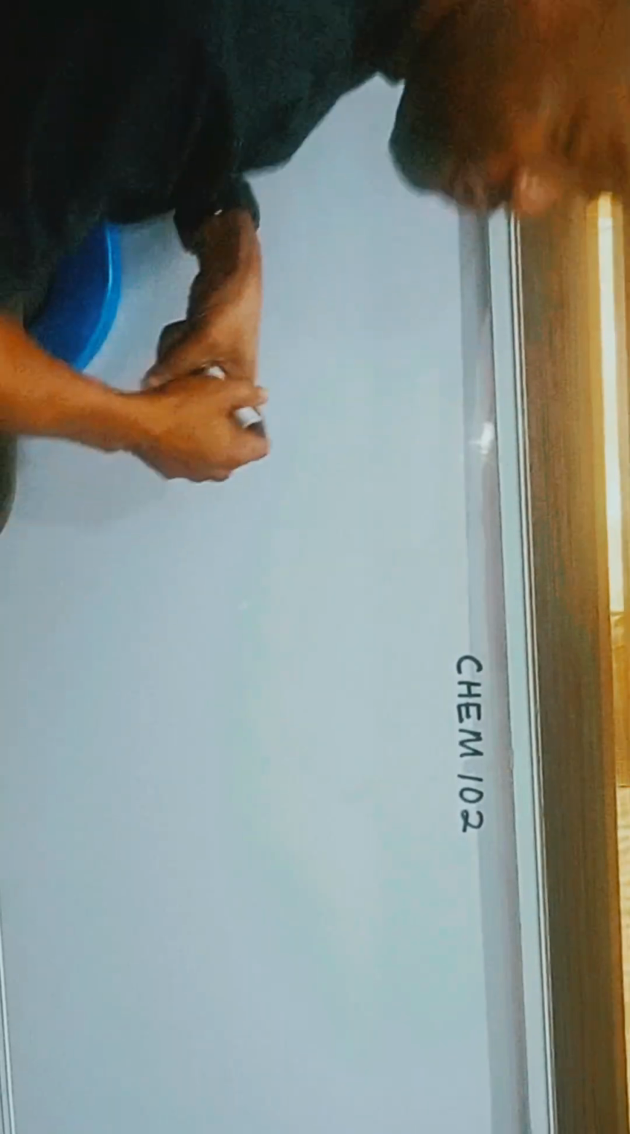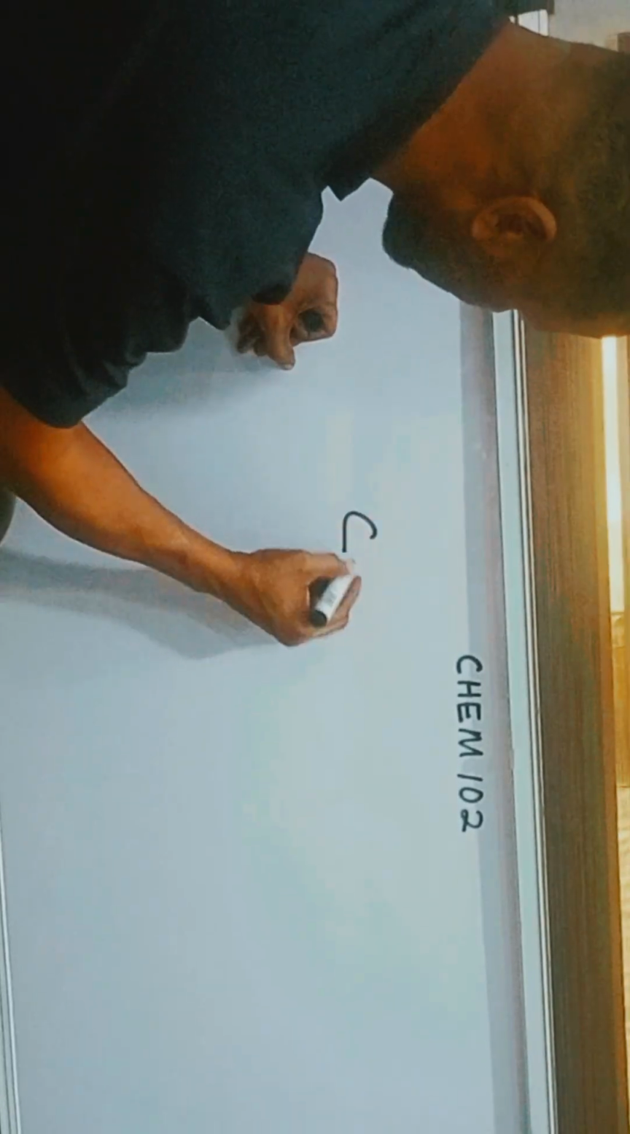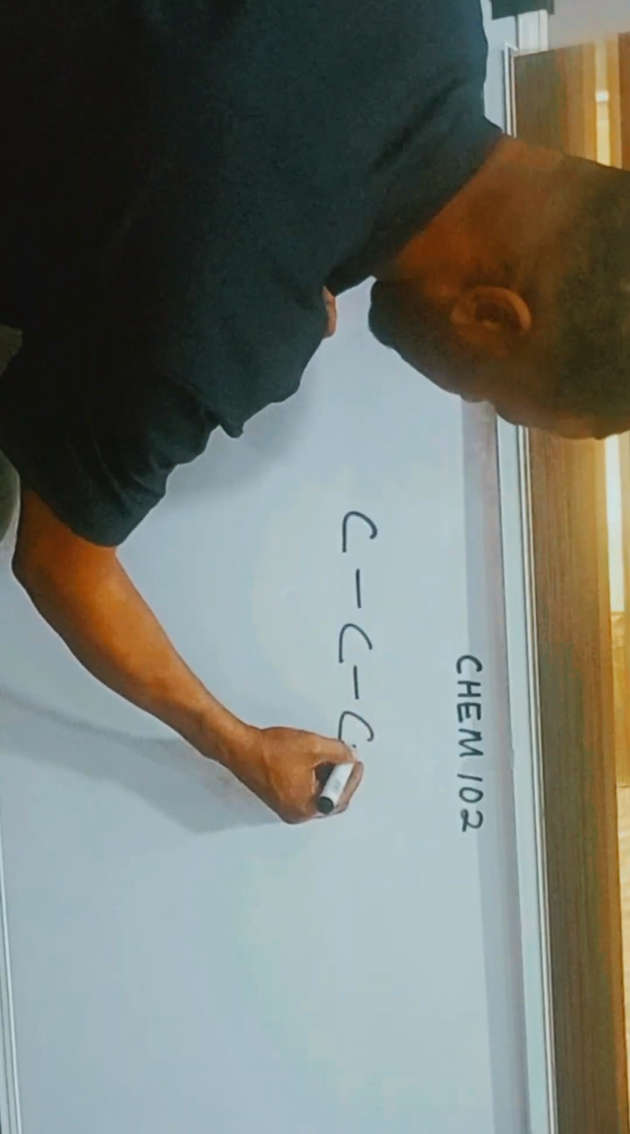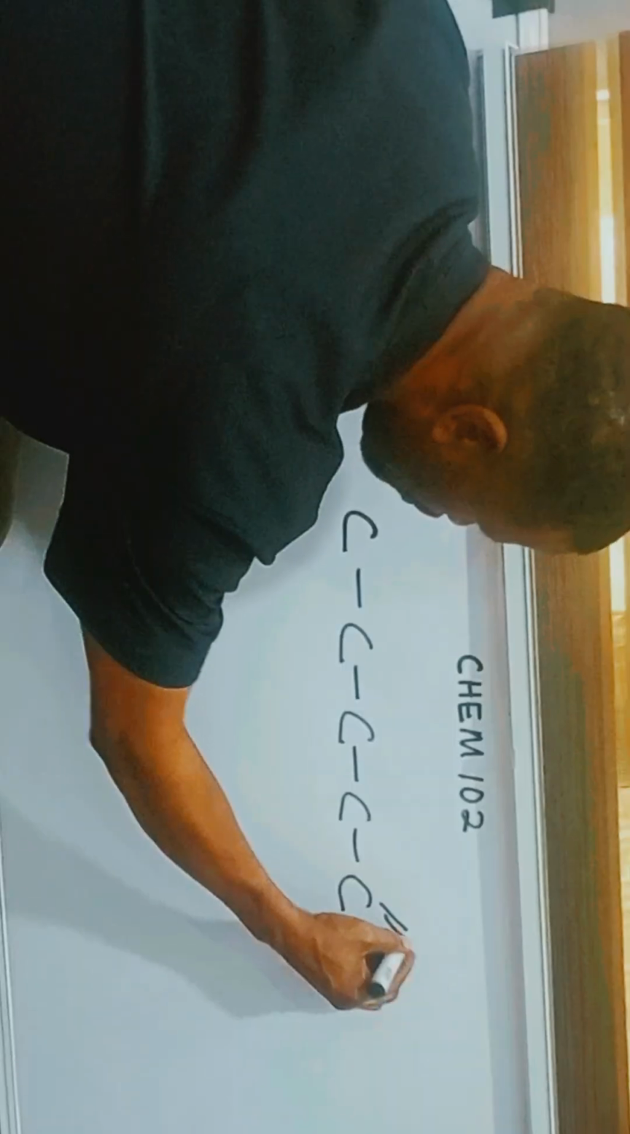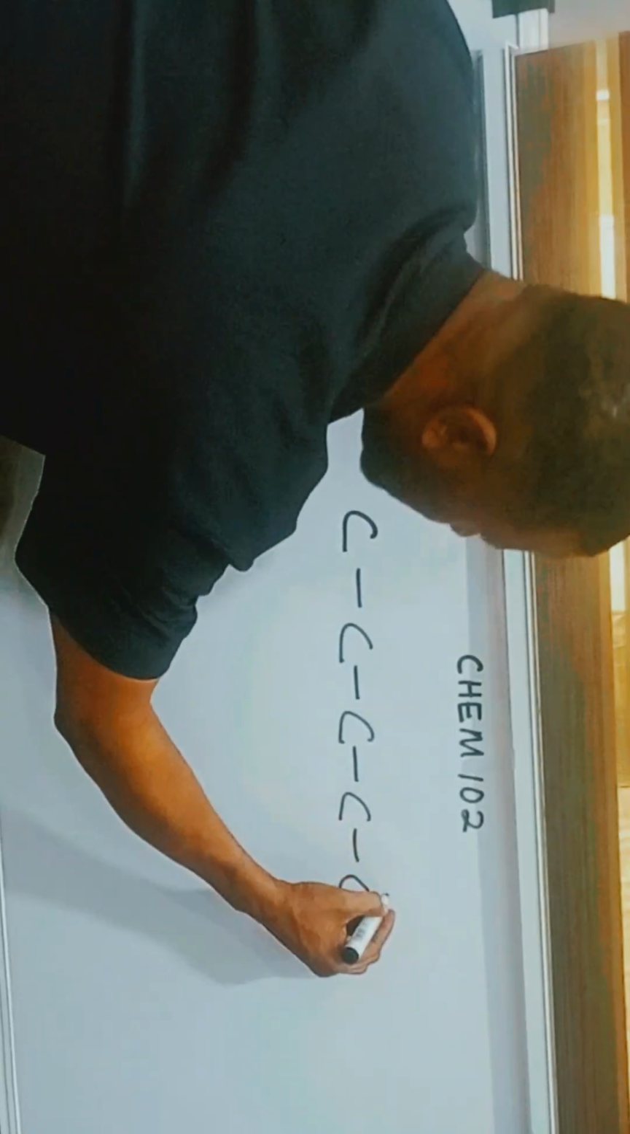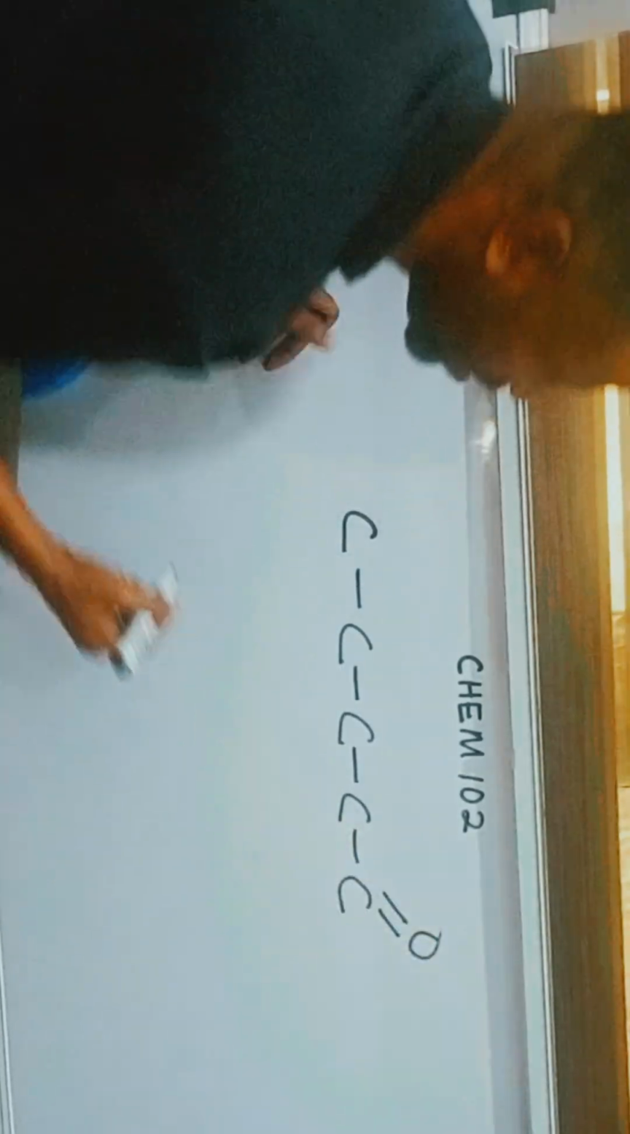First of all, remember that we have 5 carbon atoms. So I will do 1, 2, 3, 4. The 5th carbon atom is the one that has COOH. Now, this is a carbonyl group.